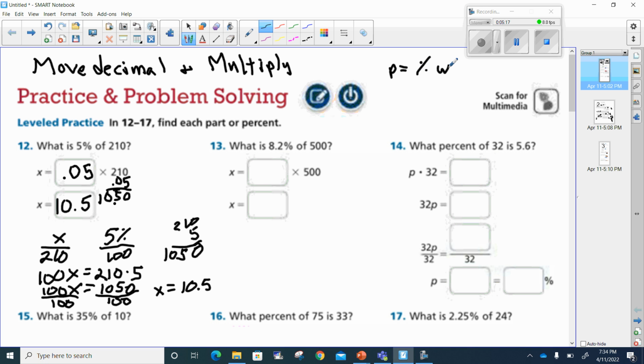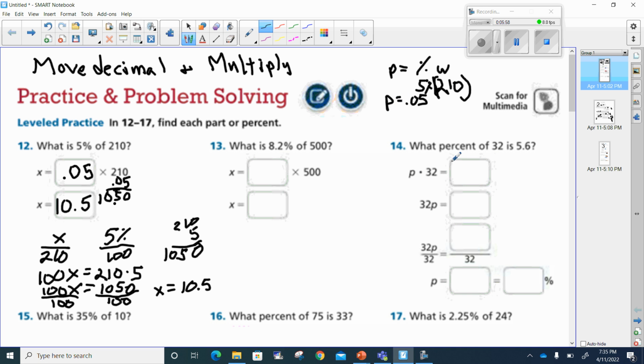So we really did the same thing over here. We took the percent, which is 5%, right? We multiplied it times the whole, which is 210. But before we were allowed to go ahead and multiply these two together, we had to realize that we had to turn the percent into a decimal, which made it 0.05. And that's how we got 0.05 times 210. That equaled the part.